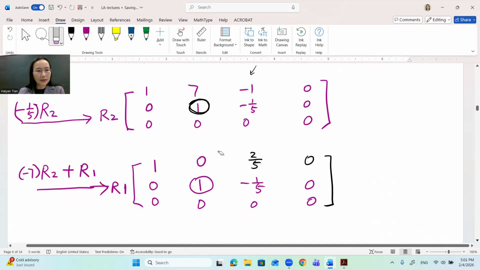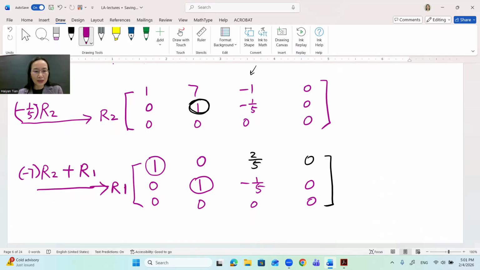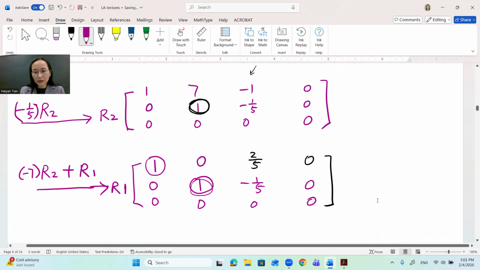So are we done? If we check the first column, the pivot 1 is the only non-zero entry. In the second column, there's only 1, that's the only non-zero entry. So we got the reduced echelon form. With this reduced echelon form, we're ready to give a solution.